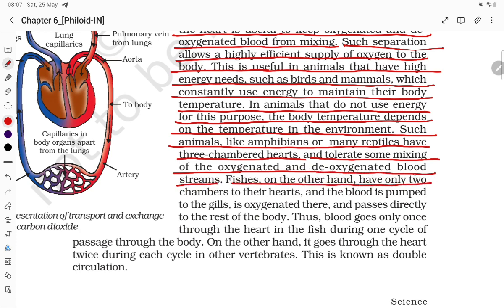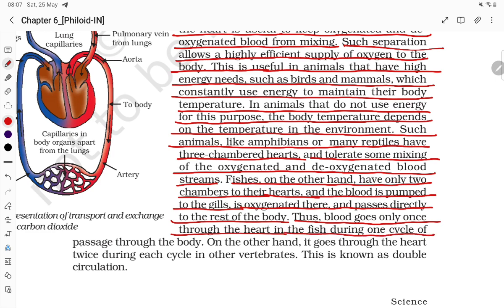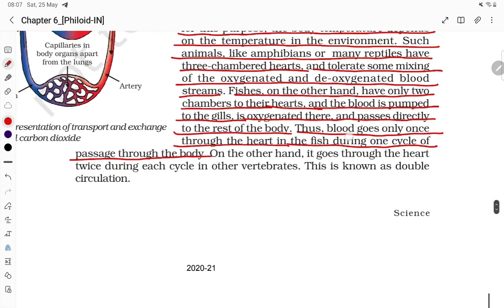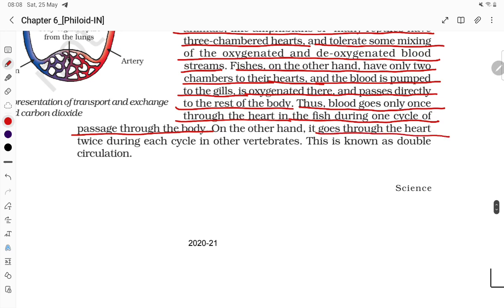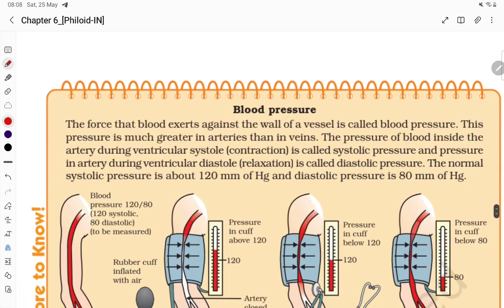Fish, on the other hand, have only a 2-chambered heart, and the blood pumped to the gills is oxygenated there and passes directly to the rest of the body. Thus, the blood goes only once through the heart in fish during one cycle of passing through the body. On the other hand, it goes through the heart twice during the cycle in other vertebrates. This is known as double circulation.